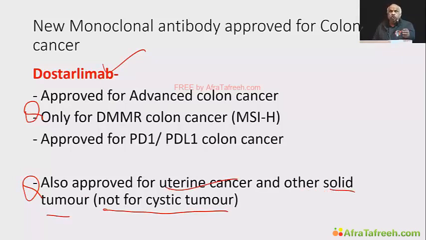The problem is only 3% of cancers are DMMR positive. So that's why it's only good for 3%. But in that 3%, it gives 100% response. Second problem, the cost. It's very expensive at this moment. One shot costs around 8-9 lakh rupees, and we need about 7-8 shots. So in total, 50-60 lakh rupees will be the total cost of the treatment. So very expensive, but approved last year, and this will become an MCQ in the near future.